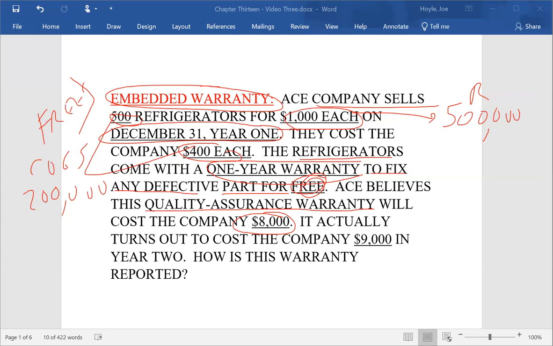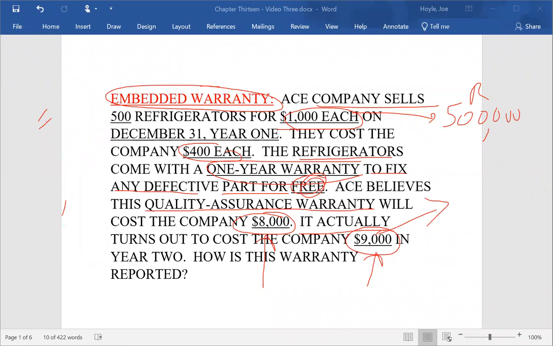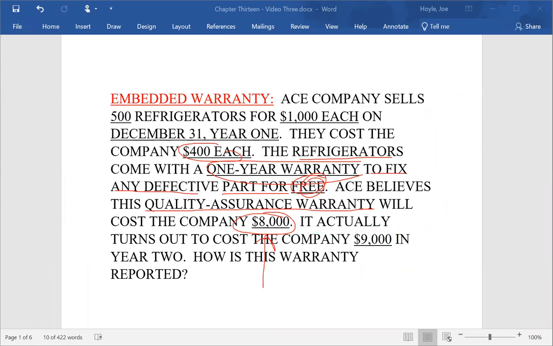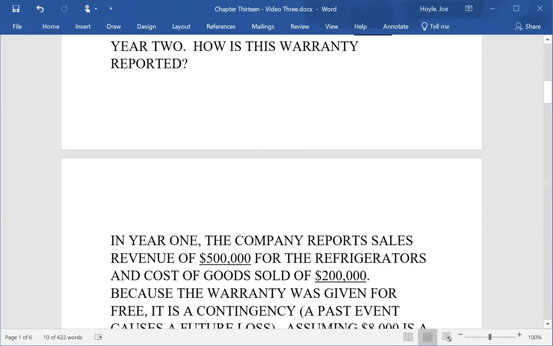Some part of these refrigerators are going to break, and the company will have to fix them, and that's going to cost them $8,000. It actually turns out that it cost them $9,000. There's nothing surprising about that. The company estimated $8,000. It turned out to be $9,000. It would probably be unusual if the company actually guessed exactly correct. So when a company is making an estimation on something like an embedded warranty, the owners or the management simply assumes that their estimation will not be exactly correct. You simply cannot foresee the future well enough to get all of the numbers lined up correctly.